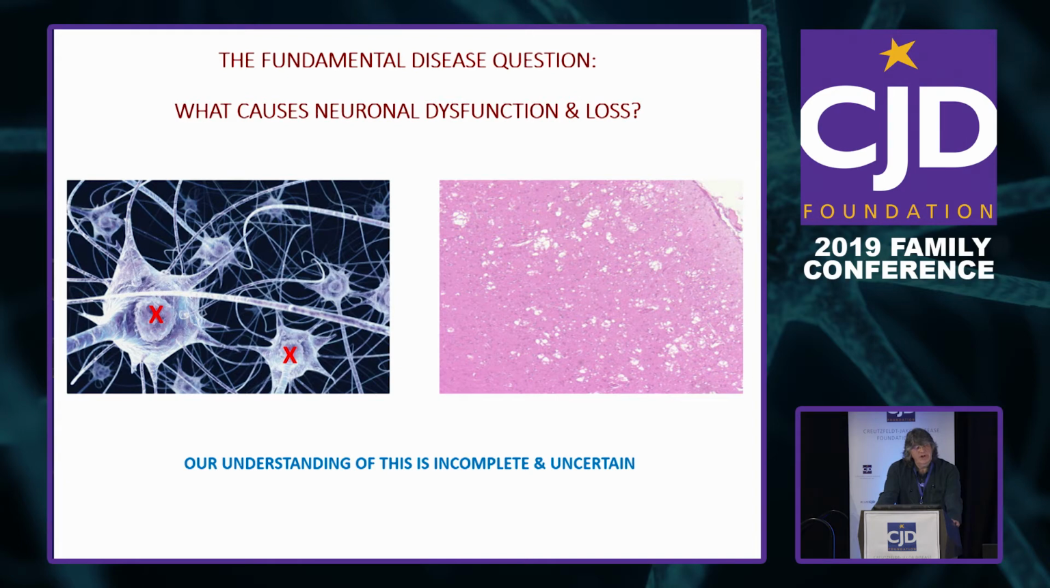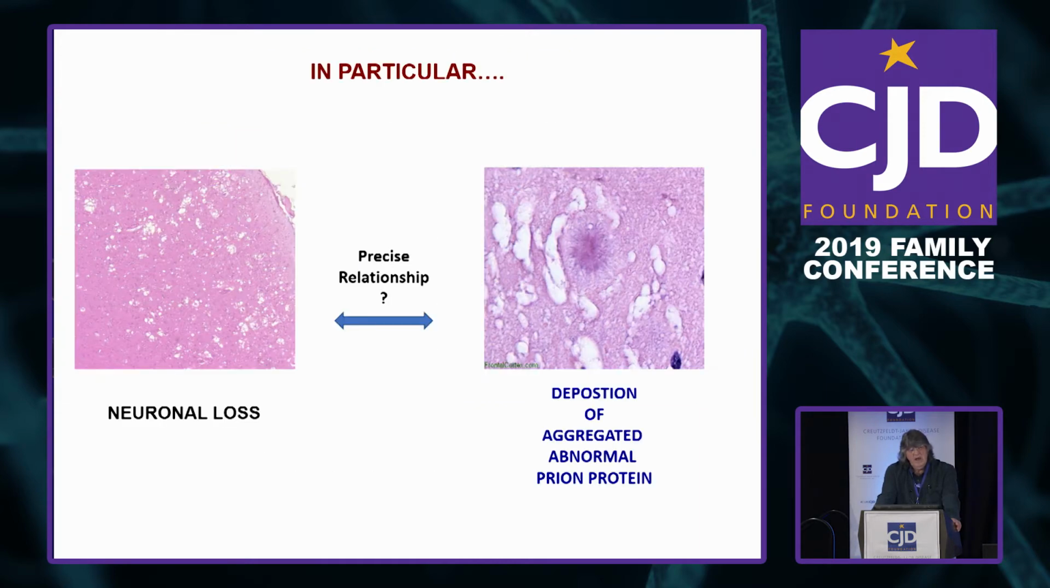So the question that really is critical to me is what causes neuronal dysfunction and loss. And I think it's fair to say our understanding of this is incomplete and uncertain. So the central disease question really is still not fully answered, despite everything we know about prion proteins. And in particular, the precise relationship between the deposition of abnormal aggregated protein in the tissue and neuronal loss is not quite clear.